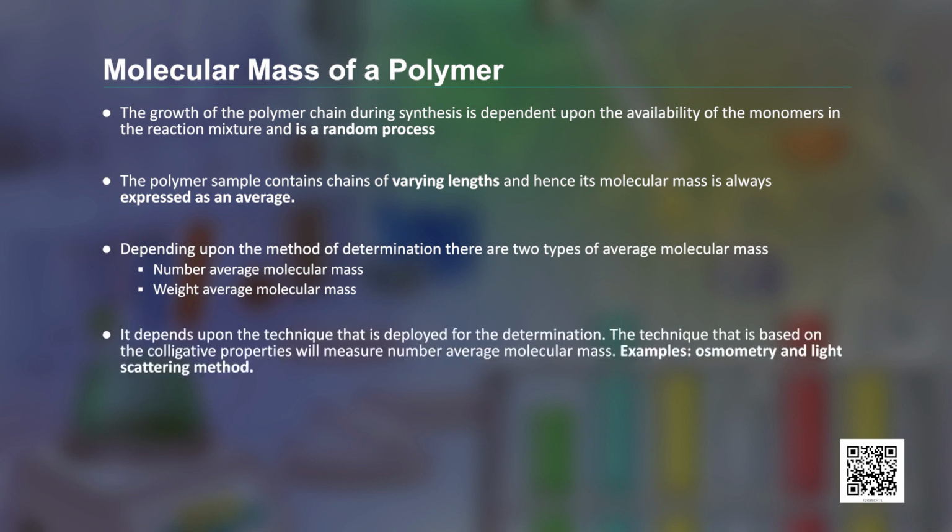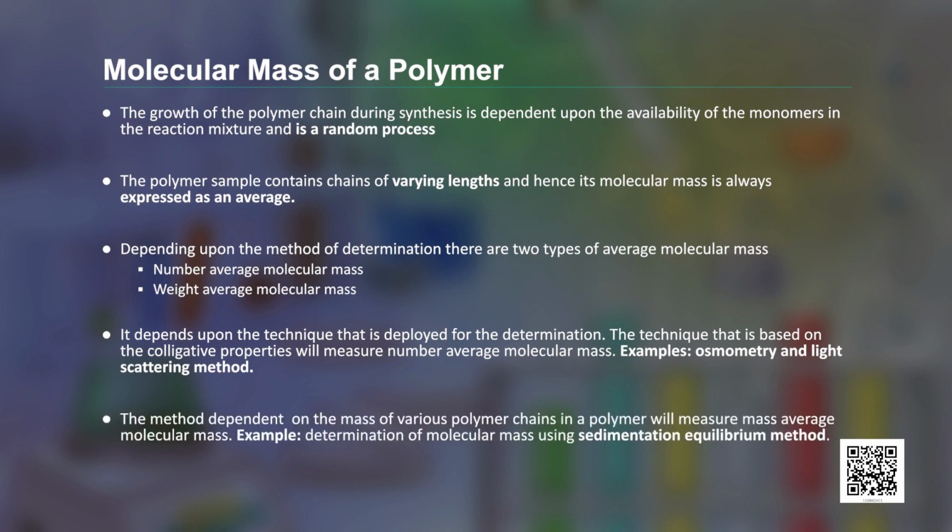It depends upon the technique that is deployed for the determination of molecular mass. The techniques that are dependent on the colligative properties will measure number average molecular mass, for example, the technique of osmometry or light scattering. When these methods are deployed, what we get is a number average molecular mass.